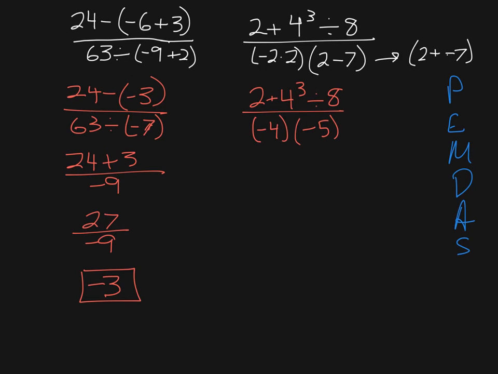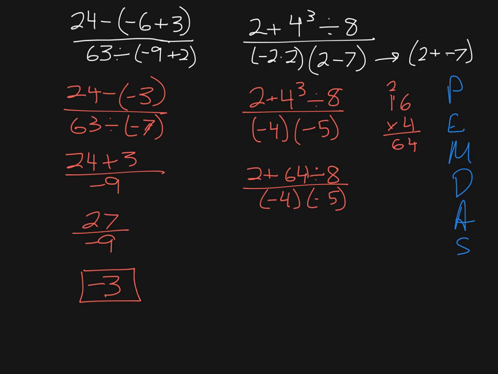So I'm going to have to do 4 times 4 is 16. I'm going to have to do 16 times 4. 4 times 6 is 24. Carry the 2, 1 times 4. That's 64, 4 to the third power. So that becomes 2 plus 64 divided by 8 over negative 4 times negative 5.